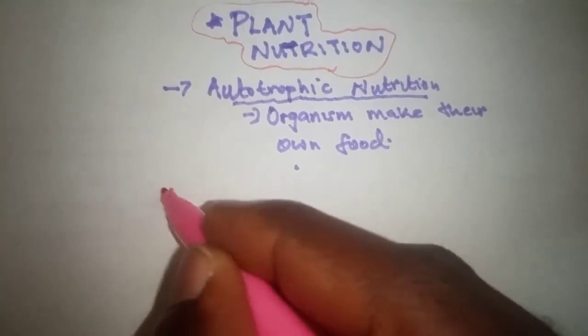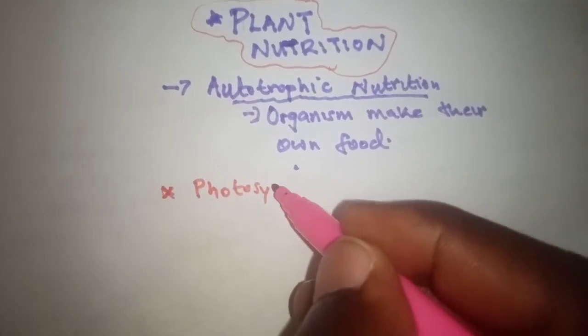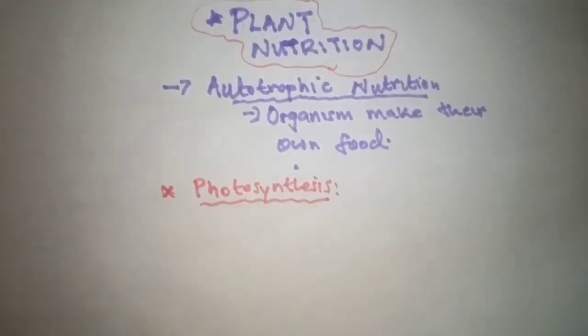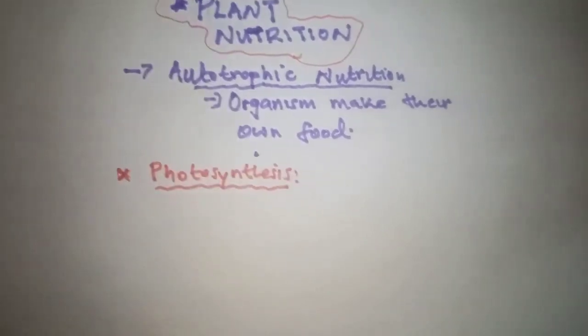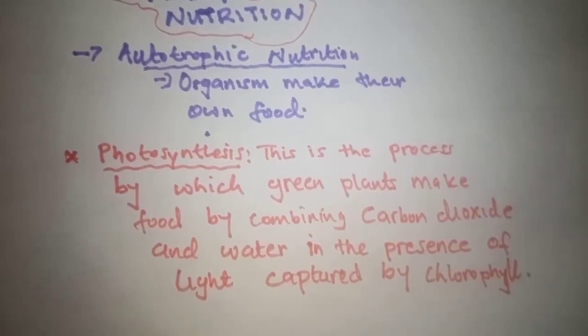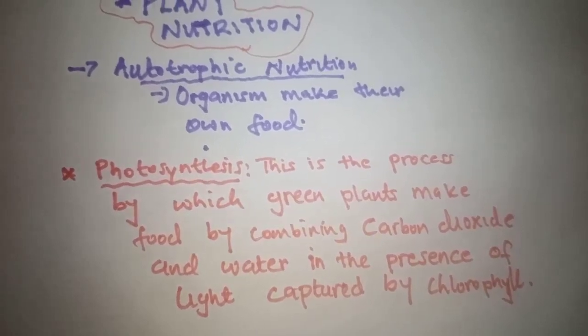This is done by a process we call photosynthesis. So what is photosynthesis? Photosynthesis is the process by which green plants make their own food by combining carbon dioxide and water in the presence of light, of course, that is captured by chlorophyll.